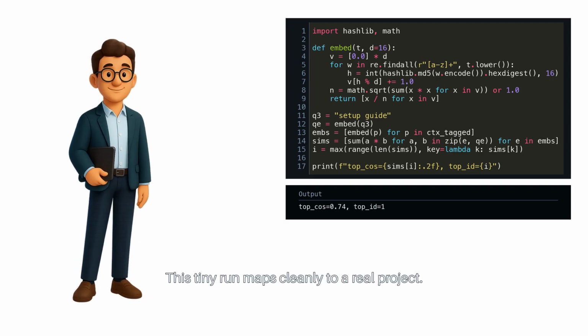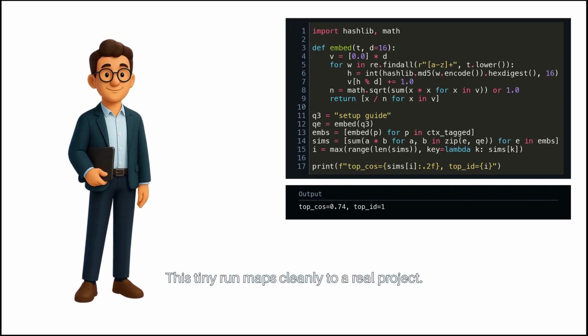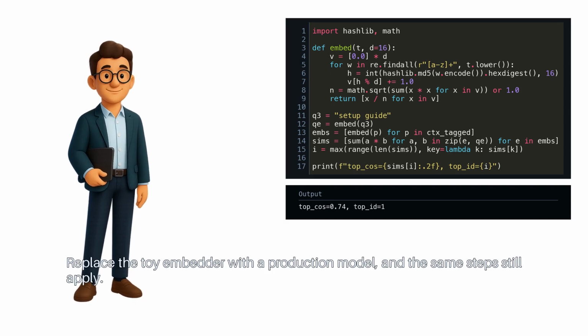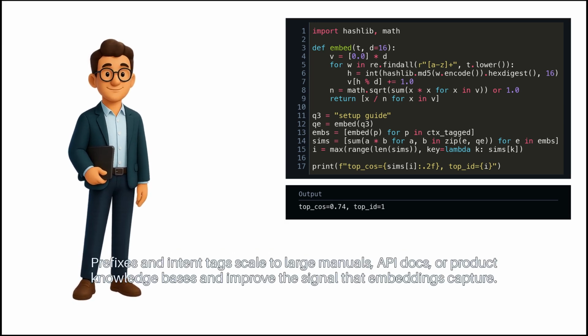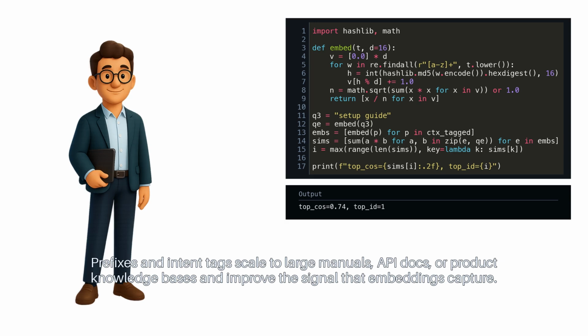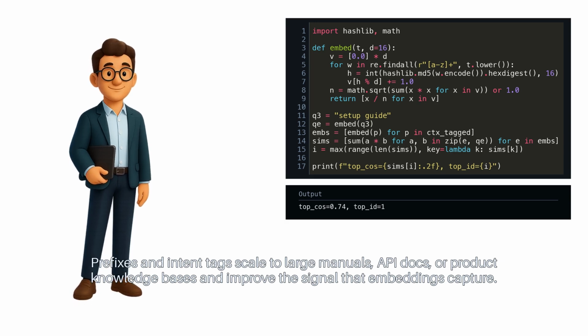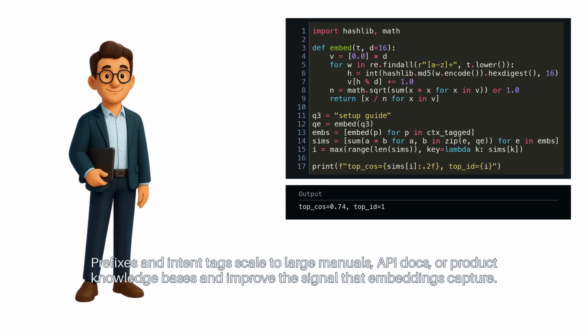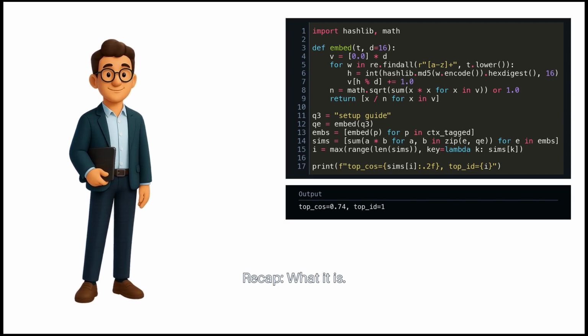This tiny run maps cleanly to a real project. Replace the toy embedder with a production model and the same steps still apply. Prefixes and intent tags scale to large manuals, API docs, or product knowledge bases and improve the signal that embeddings capture.